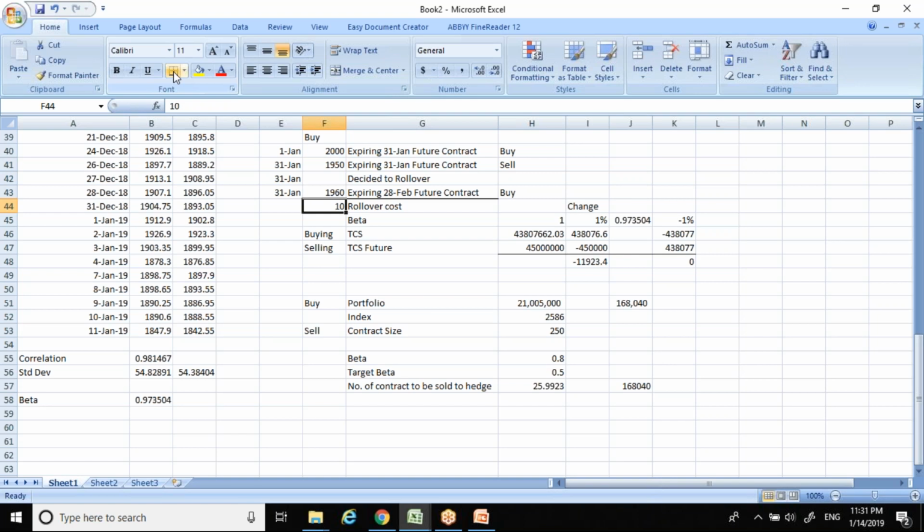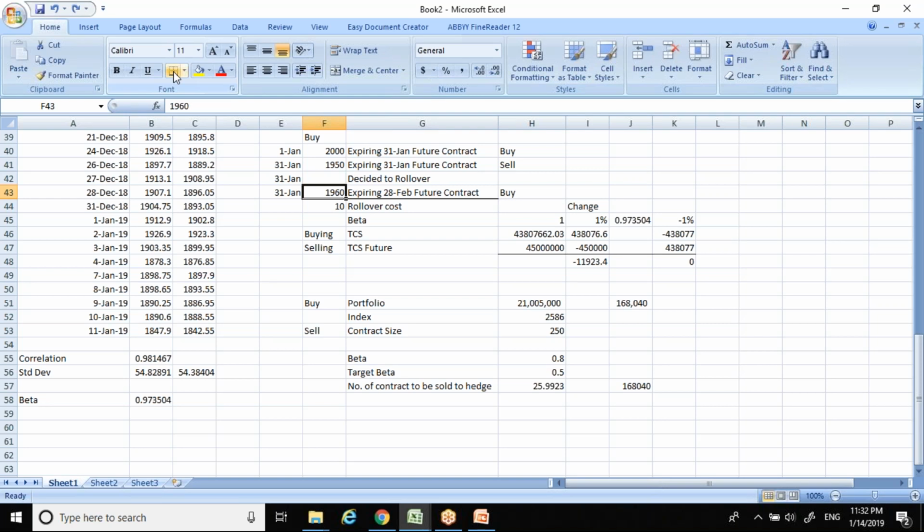Now you may have rollover benefits also. How? Quite possible. Let's say if it is 1940, this will become a benefit. It will not be a cost. So normally that never happens, or that may happen most of the time in commodities, but not in stocks.